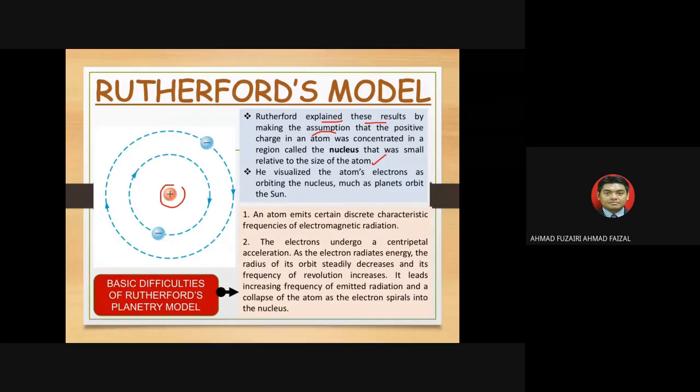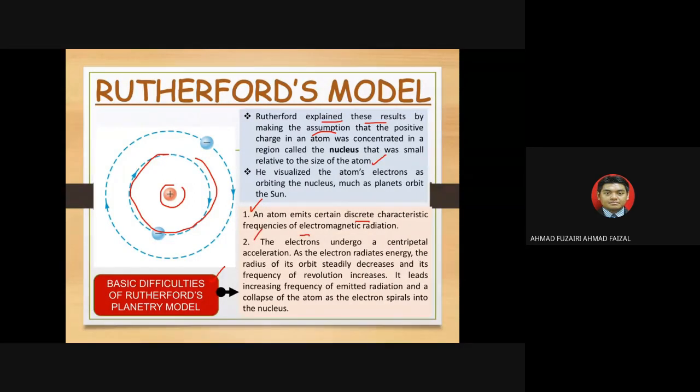And then he also visualized the atoms of electrons orbiting the nucleus much as the planets orbit the sun. But there are two basic difficulties of this planetary model in the way to explain it as a model of the atoms. Number one, the first difficulty was that an atom emits certain discrete characteristic frequencies of electromagnetic radiation.